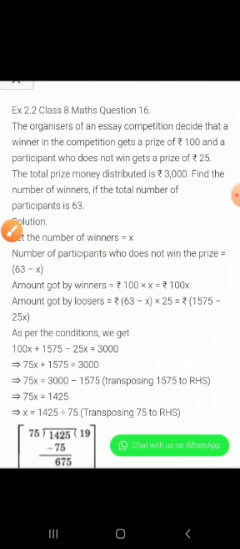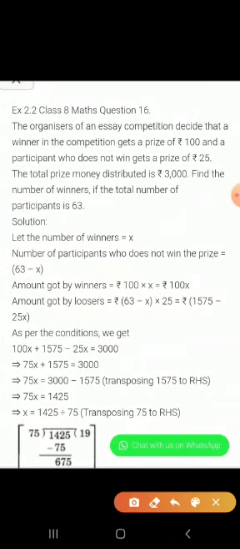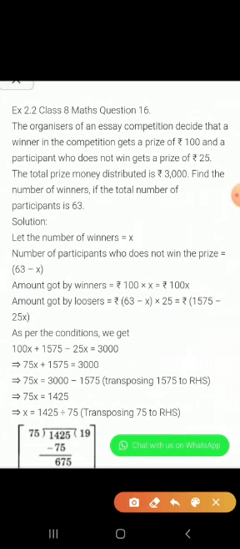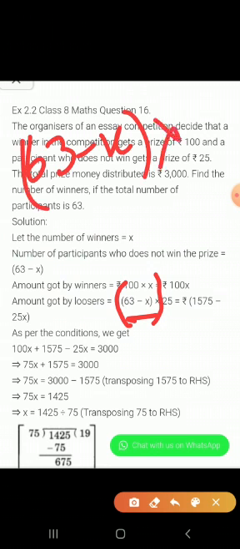Now how much amount will the winners get? Suppose winners are x. So how much amount will they get? 100 into x, that is 100x. This much amount winners are getting. Amount which is getting by losers, means those who are not winning. Their number was 63 minus x. And how much money are they getting? Each is getting 25. So if one participant who is not winning gets rupees 25, and the number of participants who are not winning is 63 minus x, how much money will they get? 63 minus x into 25.